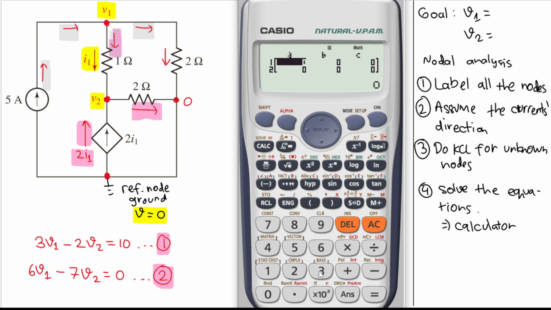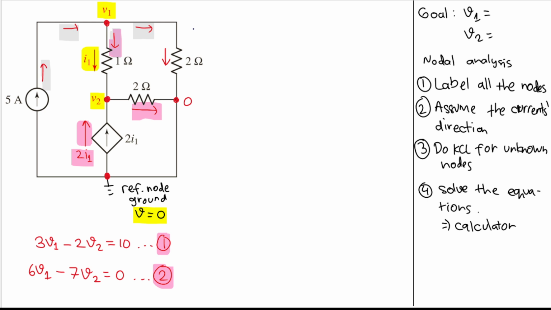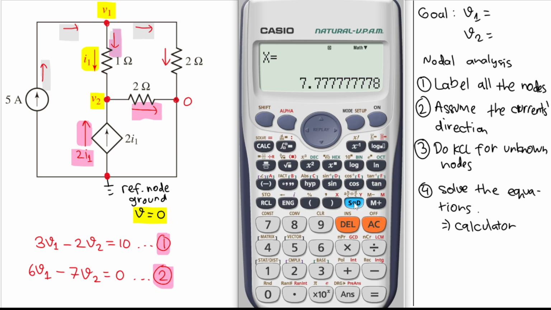For the first equation, we will have 3, and then -2, and then 10, right? And then the second equation, I will have 6, and then -7, and then 0. The V1 will be the x value here, so we'll have 70 over 9. So I will have V1 is equal to 70 over 9. But I think I will use the decimal representation. Let's just press SD here. So I will have 7.78.